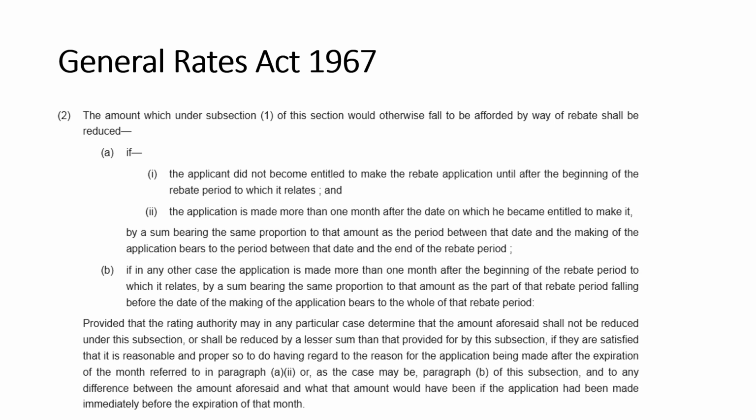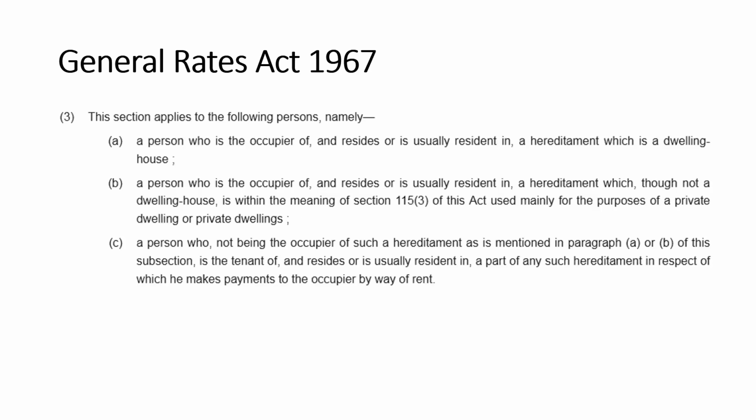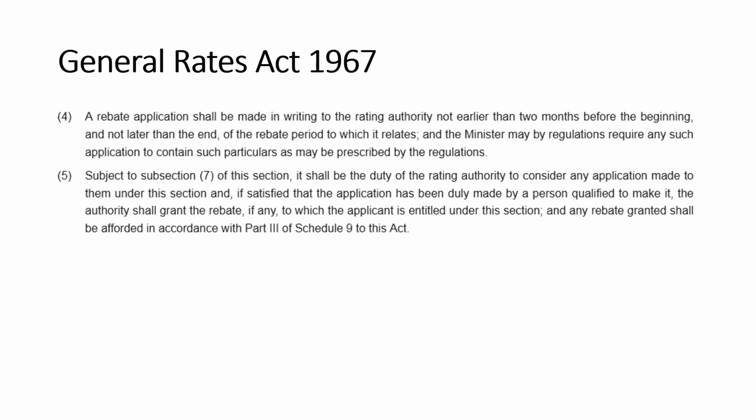If you want to pause the presentation here, you can capture the rest of what this is. I'm not going to go through it. Again, here it talks about the person who's the occupier and resides or is usually resident of a hereditament is a dwelling house. Okay, so they're again differentiating between a dwelling house, which is private, versus commercial. Again, you'd have to read the General Rates Act 1967. And it's talking about rebate applications, so you have a right to get those funds back.